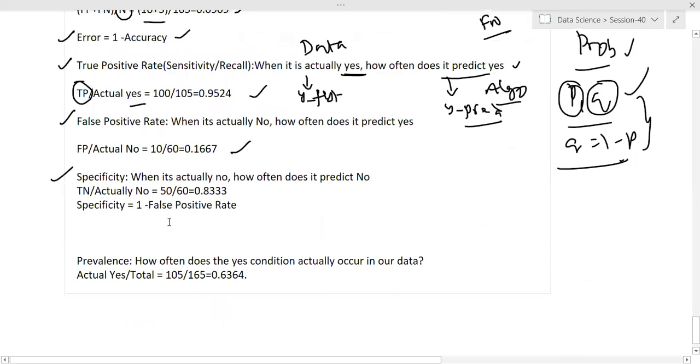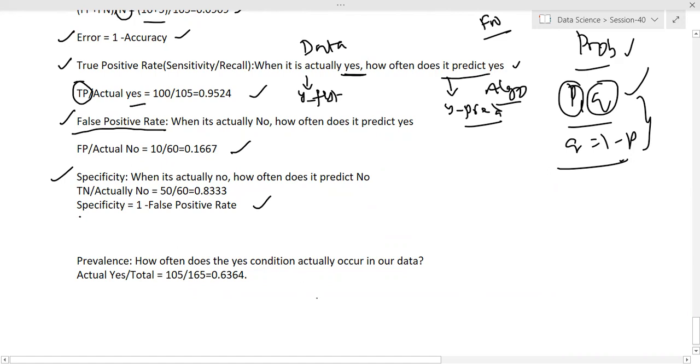And thereafter, specificity. What do we mean by specificity? It is very similar to recall, very similar to sensitivity. When it is actually no, how many times our model also predicted no. So true negatives divided by actual no, we are getting 83%. Specificity can be known as 1 minus the false positive rate. If you already have the false positive rate in your hand, you can make use of it for specificity.